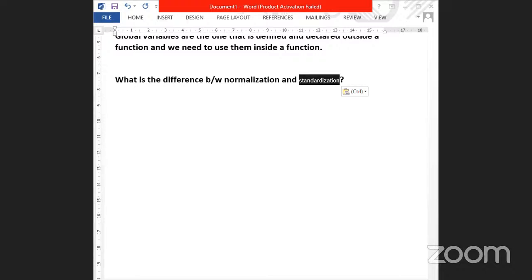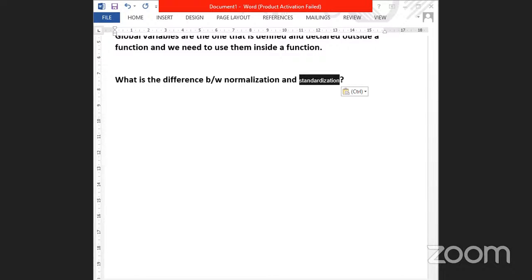And standardization is also known as Z-score scaling. Z-score normalization transforms a feature by subtracting the mean and dividing by the standard deviation, and this is called the Z-score. So the formula will be x minus mean, divided by standard deviation, and the mean will become 0 and the standard deviation will become 1.